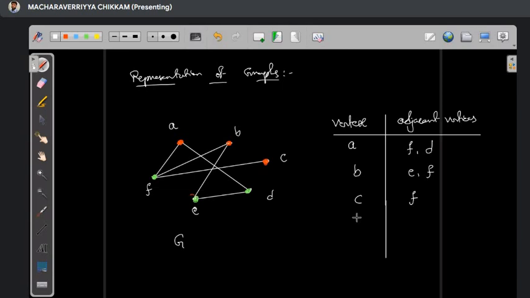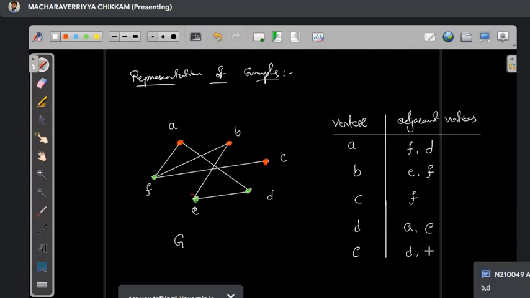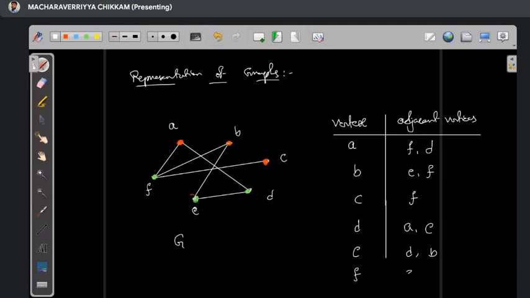Now similarly for D, they are E and A. And when it comes to E, that is D, B. And when it comes to F, which are A and C. So now just by listing the vertices and the corresponding adjacent vertices, this is how we can represent a graph.